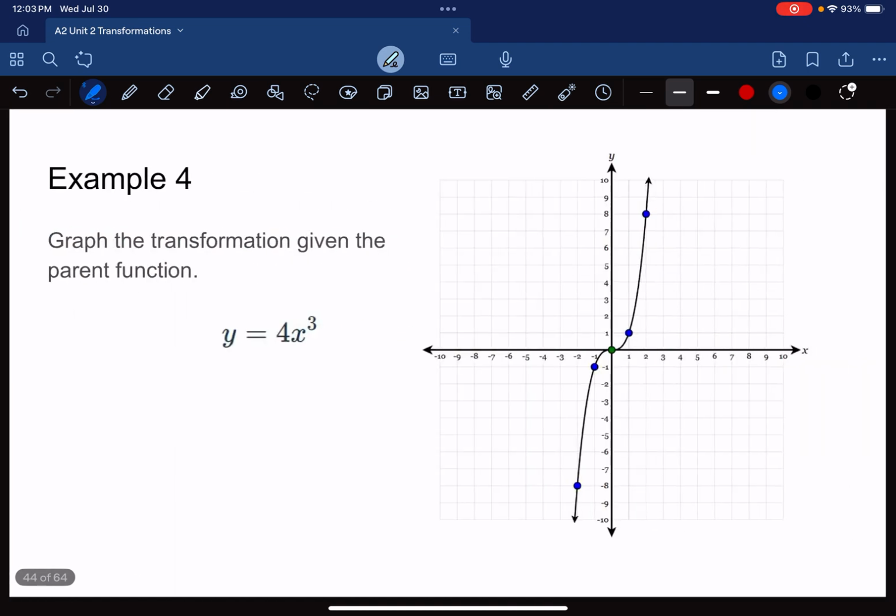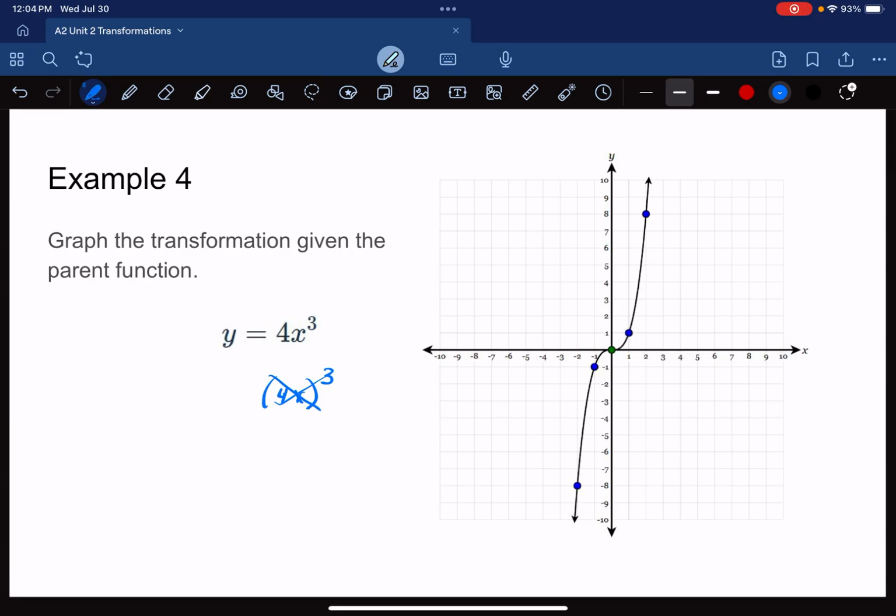Graph the transformation given the parent function. So my parent function is x cubed, and 4 is outside. It's outside because if it were intended to be inside, it would be 4x and then that quantity being cubed. So this is not what we have. We have 4 being an a value, and then x cubed is the parent function.